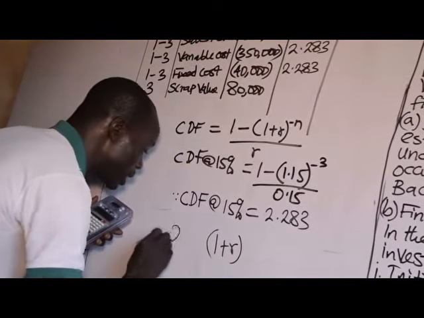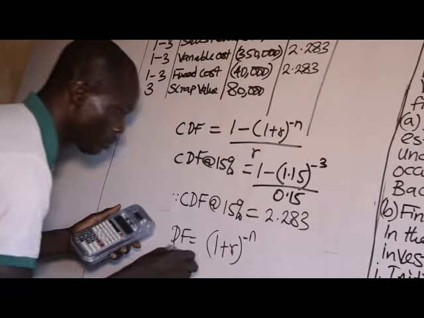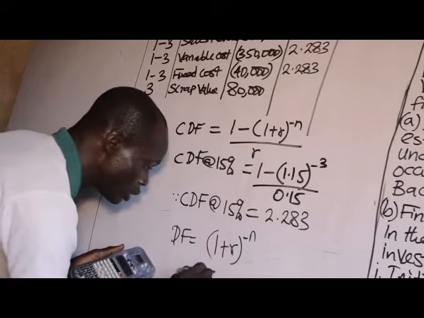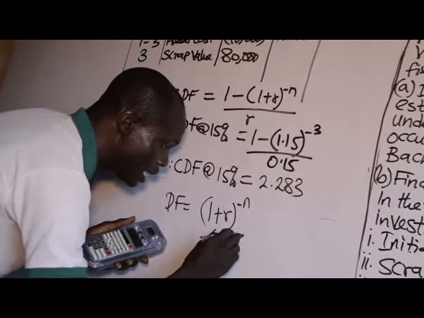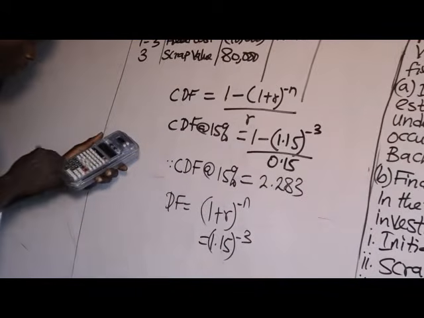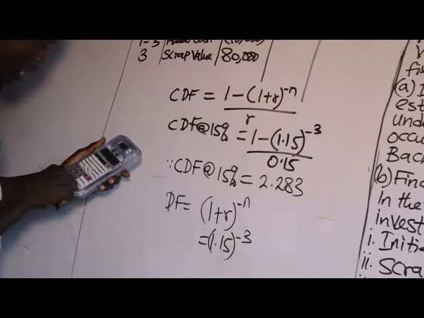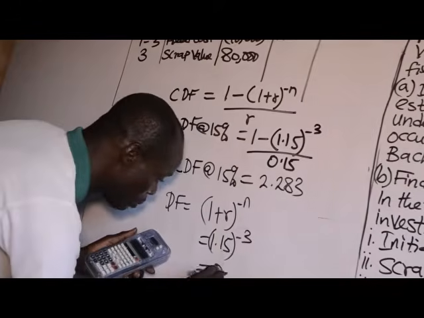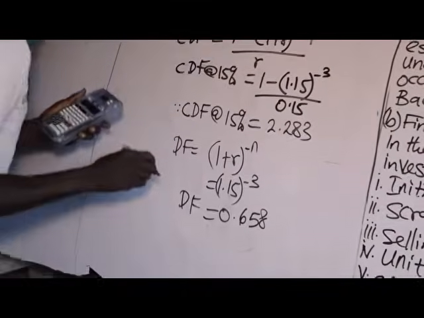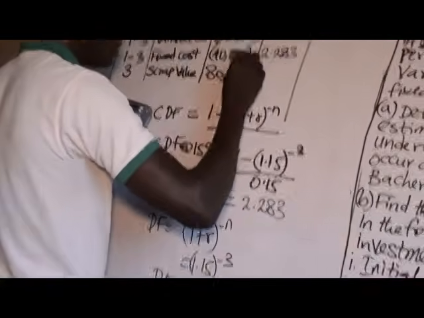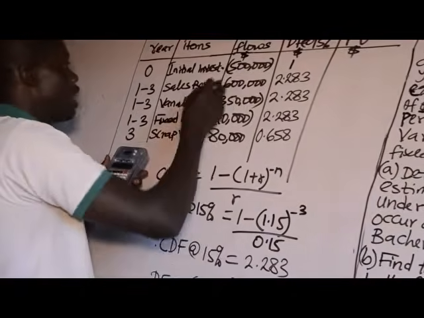Then for year 3, since this is only 1 year, you are going to make use of this formula. Discount factor will now be 1.15 raised to power minus n, where n is 3. So we have 1.15 raised to power minus 3. That gives us 0.658 approximately. That is the discount factor for the third year. Now we calculate the present value.